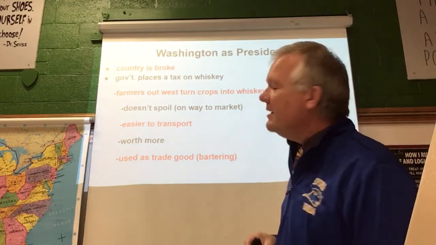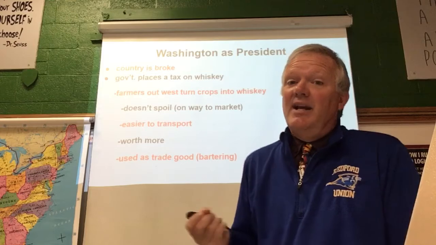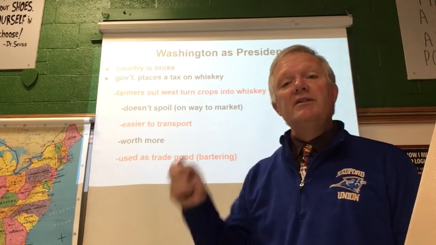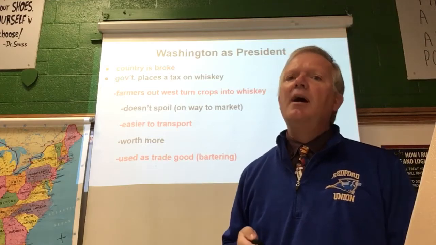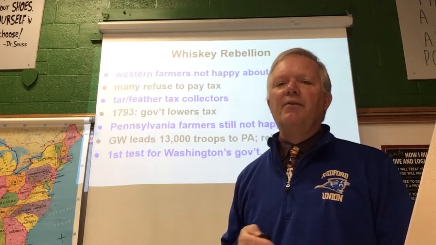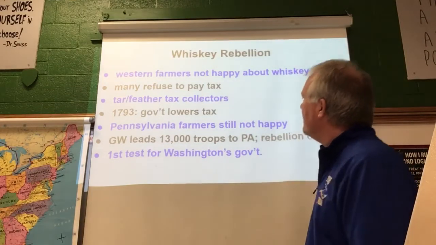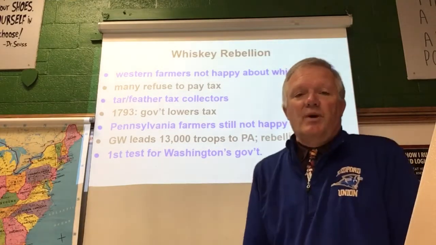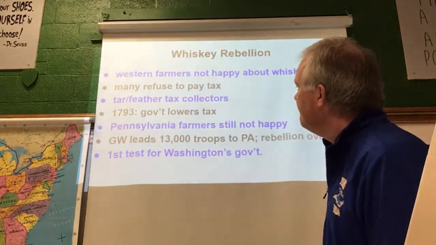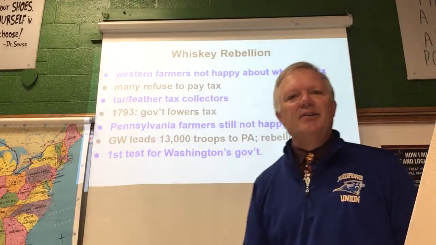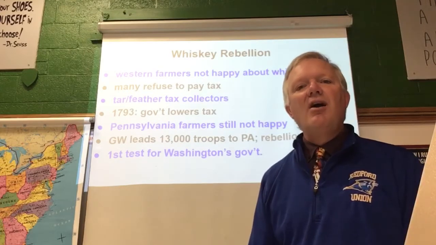So whiskey, very important to these Western farmers. And now it's being taxed. They don't have a lot of money. They're not happy. This happened all the way from Georgia to Pennsylvania. So a pretty big issue for the new government. And so now this is going to be called the Whiskey Rebellion. Western farmers don't want to pay it. And so what happens is you send these tax collectors out there, they're getting shot at, they're getting tarred and feathered.